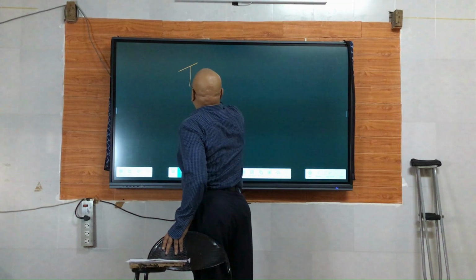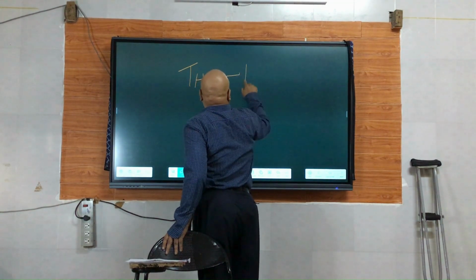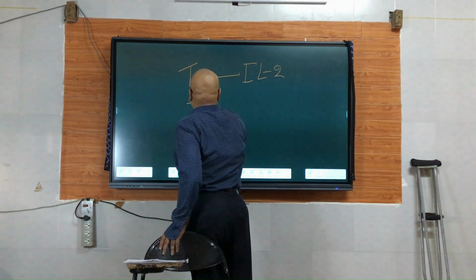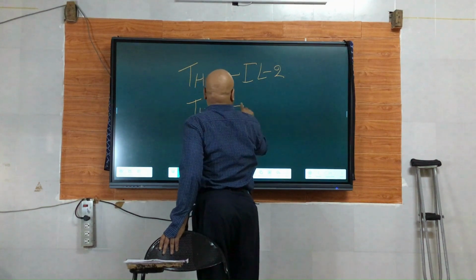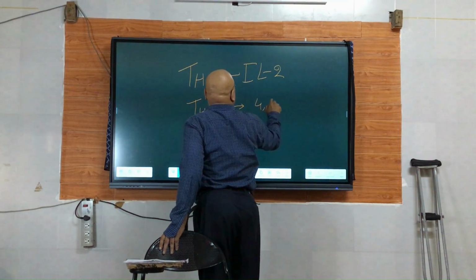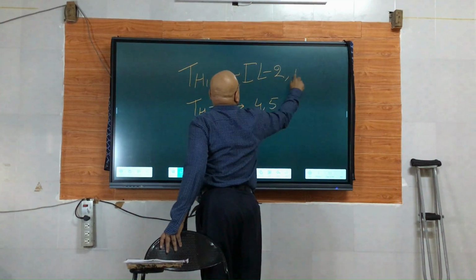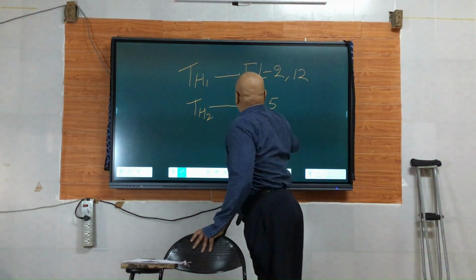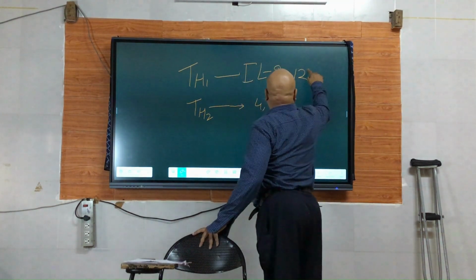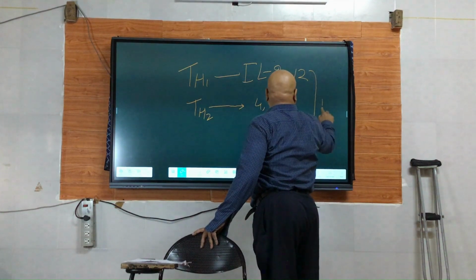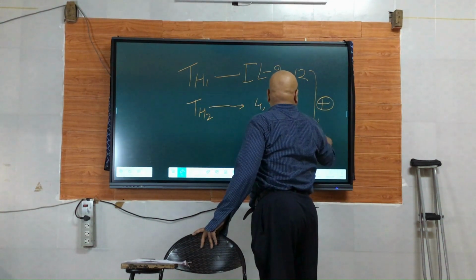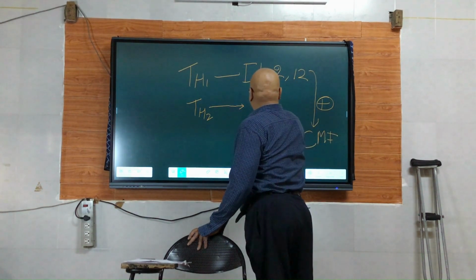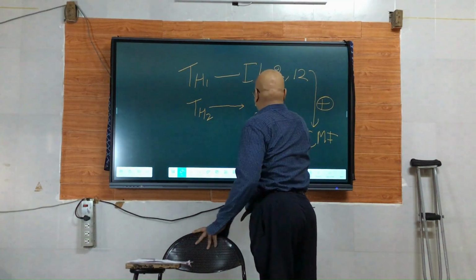So far we have seen TH1 start secreting interleukin 2, and then TH2 shift on to production of interleukin 4 and 5. They secrete not only 2, they also secrete interleukin 12. So both these, interleukin 2 and interleukin 12, they stimulate the cell-mediated immunity. And interleukin 4 and 5, they stimulate the humoral immunity.